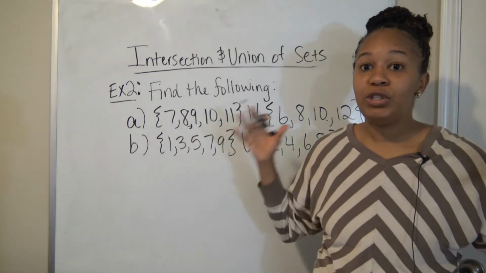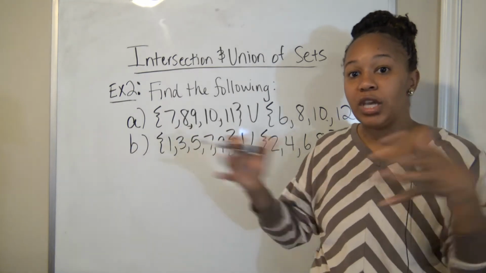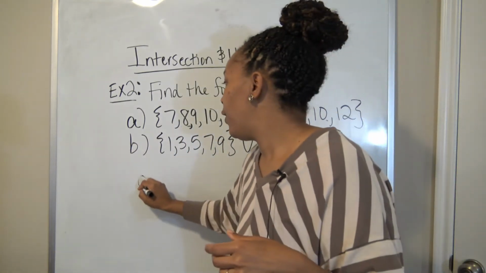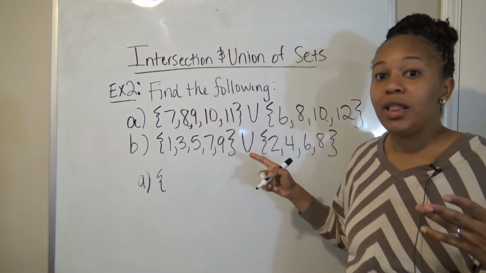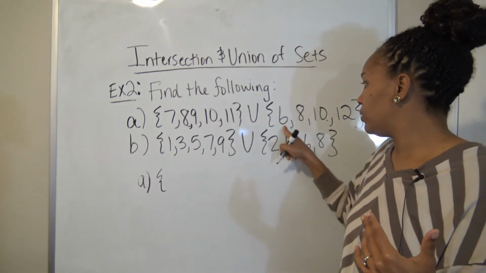And so union means you take everything from both sets and you put them all together. So for A, the union would be, and we typically like to list them in order if they're numbers, so 6 is the smallest.